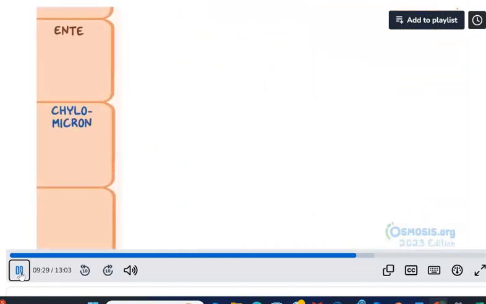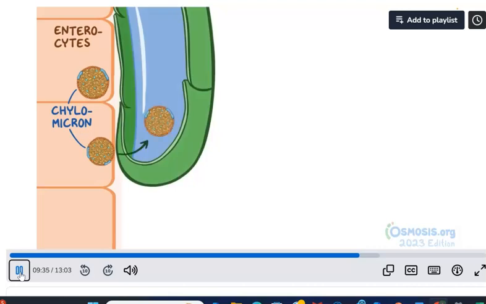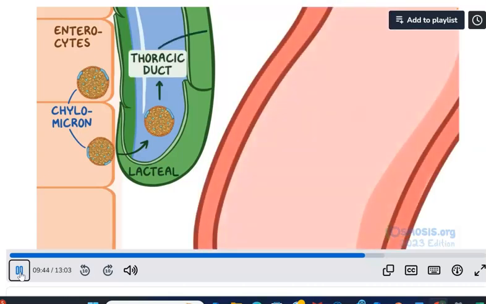The chylomicron then leaves the enterocyte, but it's too large to get into the endothelial cells, so instead it enters a nearby lymphatic capillary called a lacteal. From there, the chylomicron floats in the lymph and flows into the thoracic duct, and then gets dumped into the blood, essentially bypassing the portal vein.